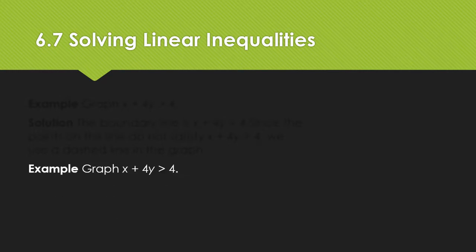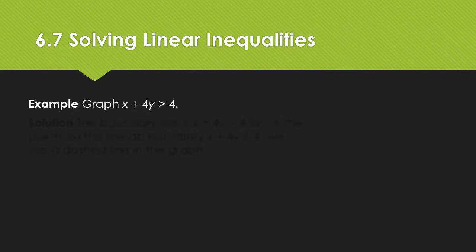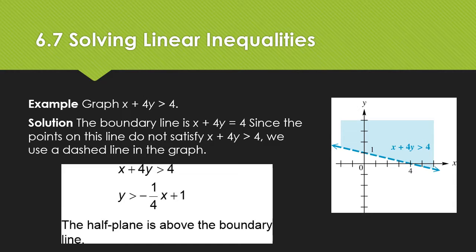Greater than 4. Pause the recording, give it a try, and resume to check your answer. The boundary line is the line x plus 4y equals 4. And since the points on that line don't satisfy the inequality, in other words, this is a greater than, not a greater than or equal to, we're going to draw the line dashed. If it had been an equal to, we would have made a solid line.